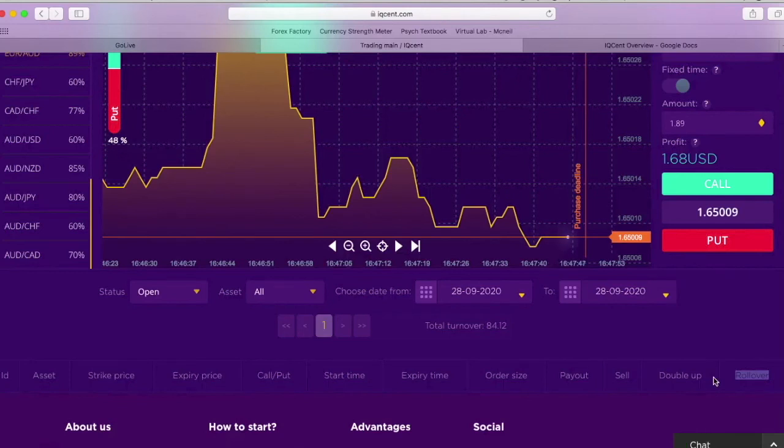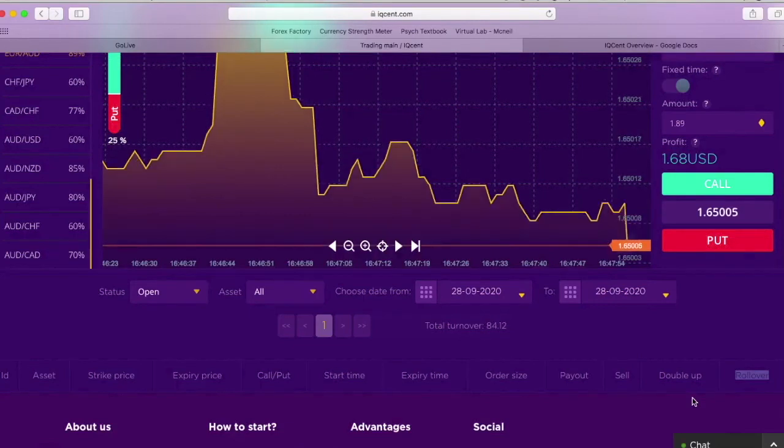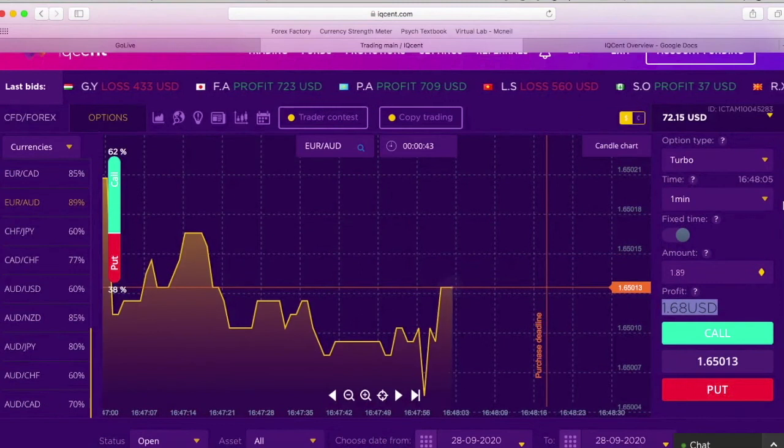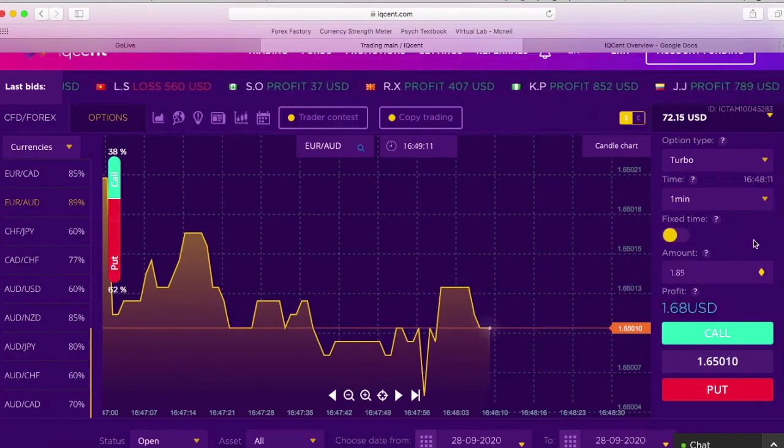And then double up is something that would show up under here. It would be something like a times two or something where you could click it. Essentially, it's going to place you into the same trade at the price that it's currently at, but double the amount that you risk. So you could potentially make more profit. But for right now, this is all you really need to know for a basic understanding to get you started with placing trades on IQcent.